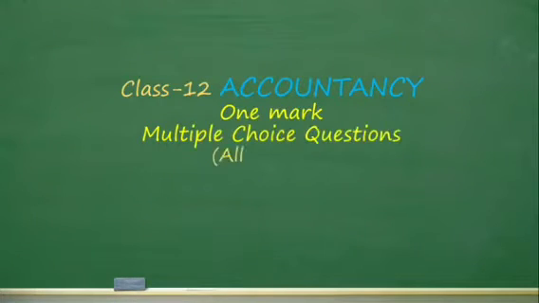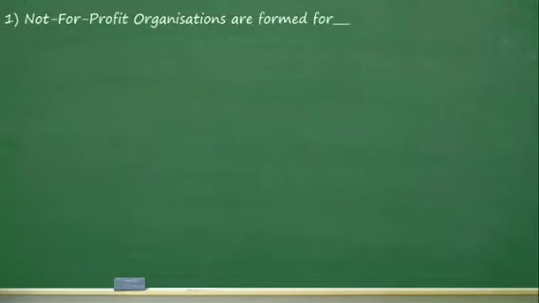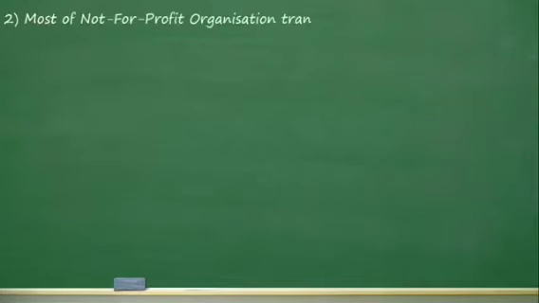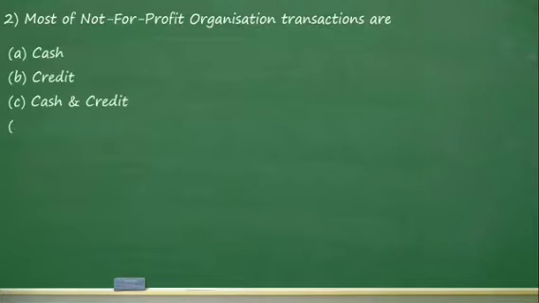Here I am going to upload Accountancy 1 mark multiple choice questions. Most expected multiple choice questions. The first question: not for profit organizations are formed for dash. The answer is service. The second most expected MCQ: most of not for profit organizations' transactions are cash, credit, cash and credit, barter. The answer is cash.